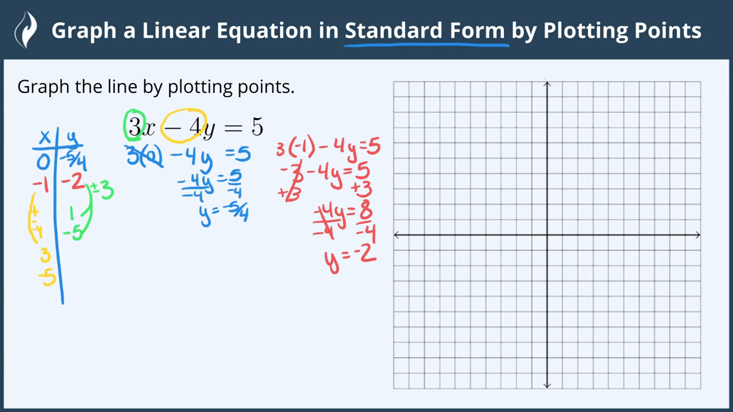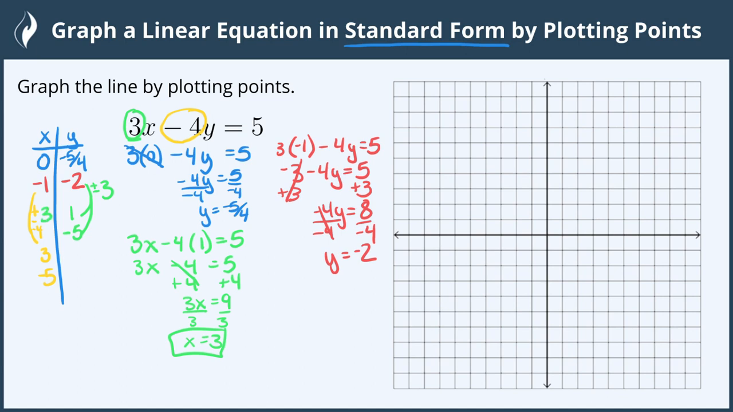I'm going to pick positive 1 for the y since it looks nice and easy. So we'll do 3x minus 4 times positive 1 equals 5. 3x minus 4 times 1 is 4 equals 5. So we'll add 4 to both sides, which gives us 3x equals 9. Divide both sides by 3, so x equals 3, which is a whole number. So we end up with the point 3, 1.